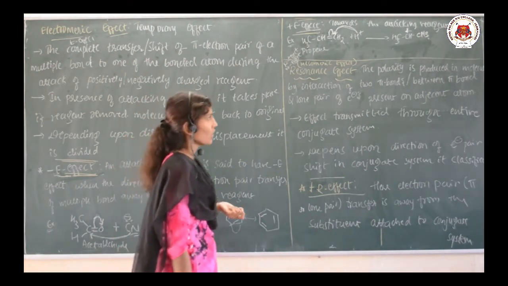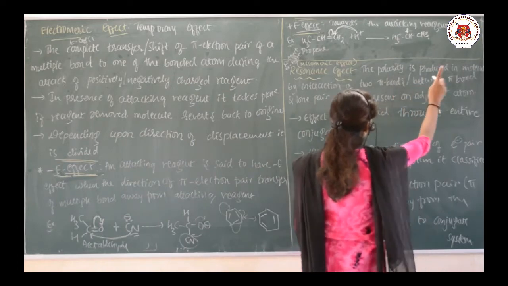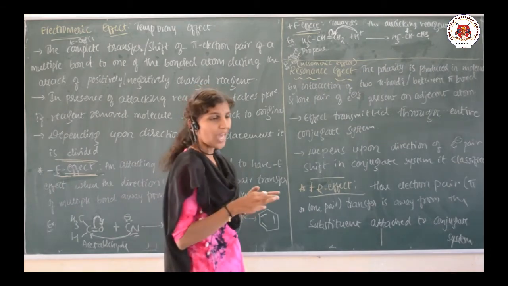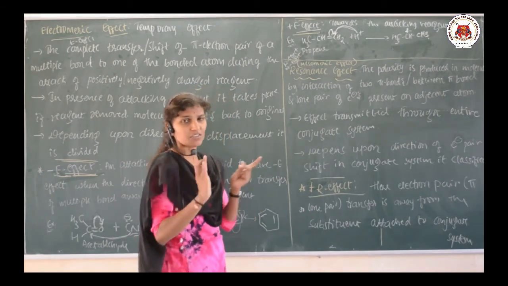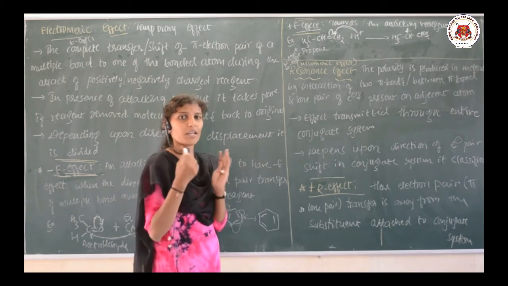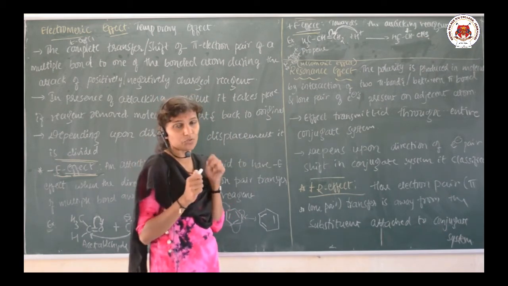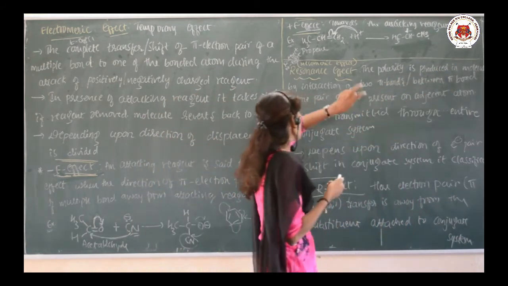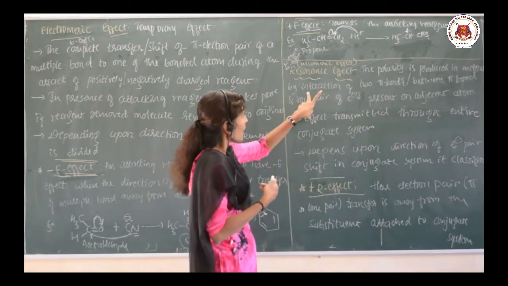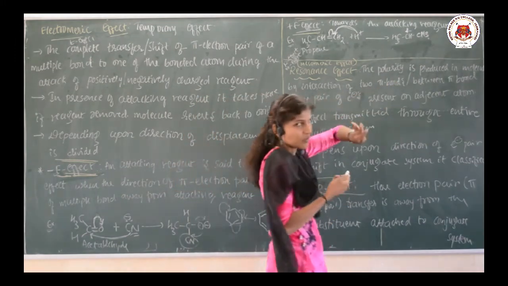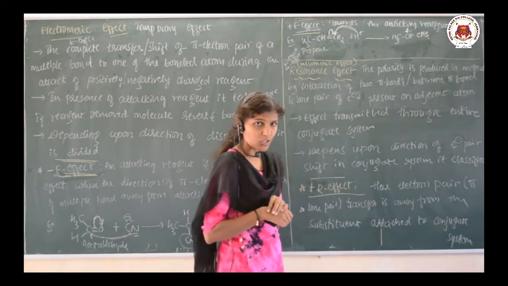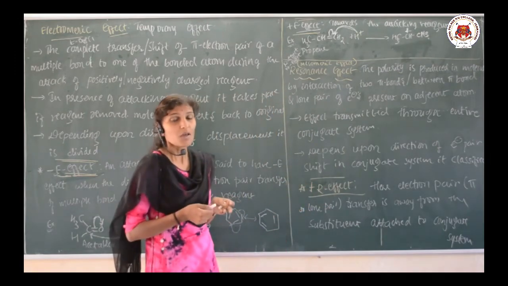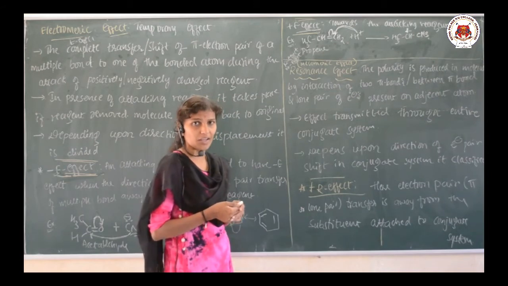So, what is the definition here? The polarity is produced in a molecule by the interaction of the two pi bonds. Polarity, I already told you, is the generation of poles, that is, a positive and a negative pole. Then how it is produced, that we will discuss. The polarity is produced in a molecule by the interaction of the two pi bonds, or between a pi bond and a lone pair of electrons present on the adjacent atom.